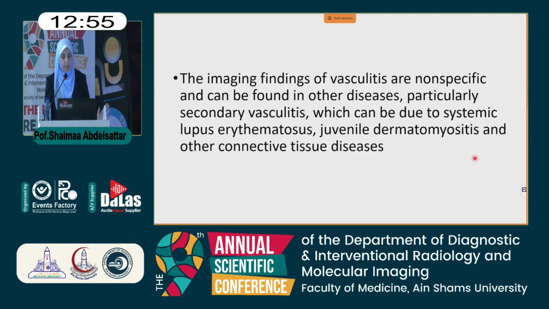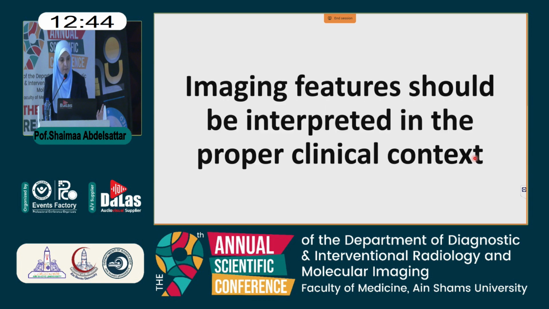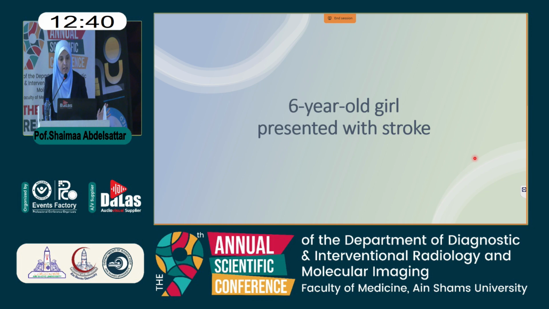The imaging findings of vasculitis are non-specific and can be found in other diseases, particularly secondary vasculitis, which can be due to systemic lupus erythematosus, juvenile dermatomyositis, and other connective tissue diseases. So again, imaging features should be interpreted in the proper clinical context.